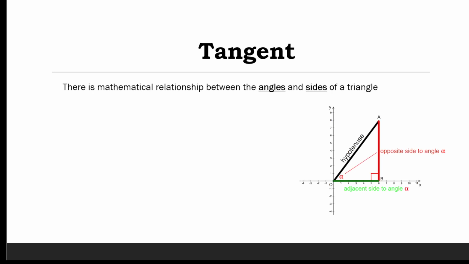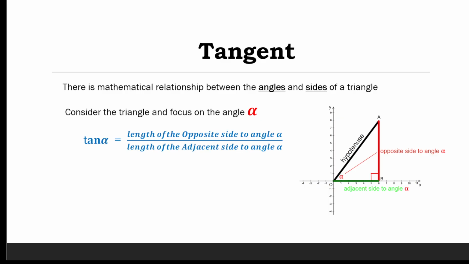Then let's move to the tangent, and still in this case considering angle alpha. Tan alpha is defined as the length of the opposite side to angle alpha divided by the length of the adjacent side to angle alpha, and that gives us tan alpha is equal to AB divided by OB, and AB can be made the subject of the formula, which is equal to OB times tan alpha.